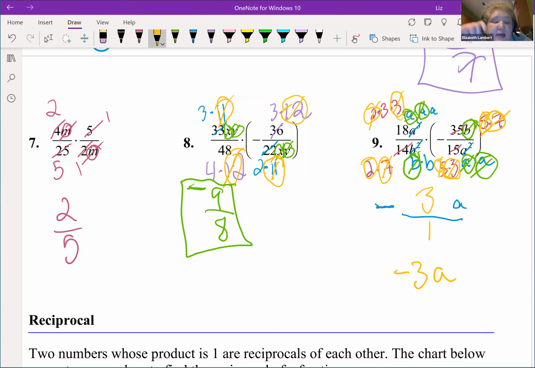All right, the next one I'm going to talk about reciprocals and division.